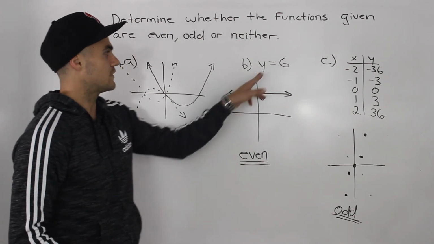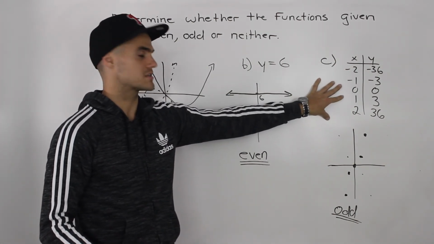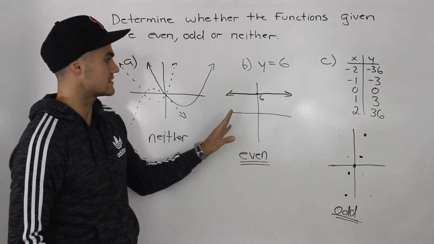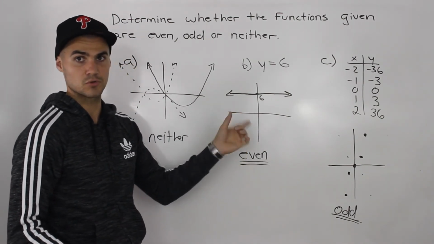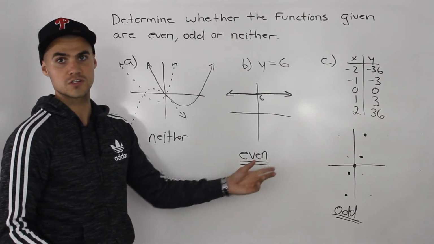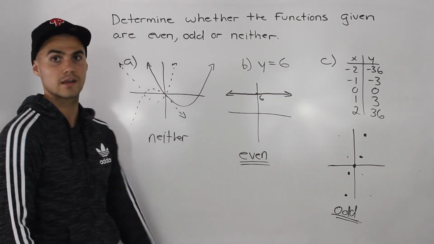So whenever you're given functions like this, if possible, if you can graph them quickly, then you can tell: is it symmetrical about the y-axis? Is it rotationally symmetrical about the origin? If so, it's even or odd respectively. If not, then it's neither.